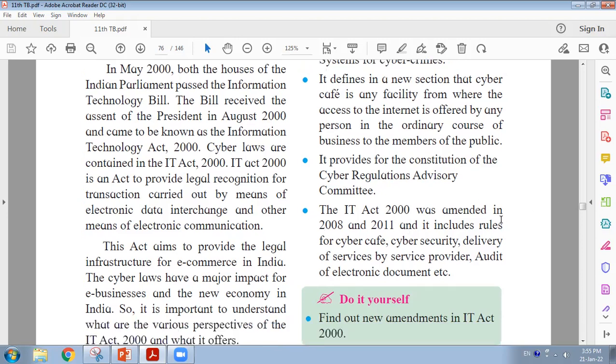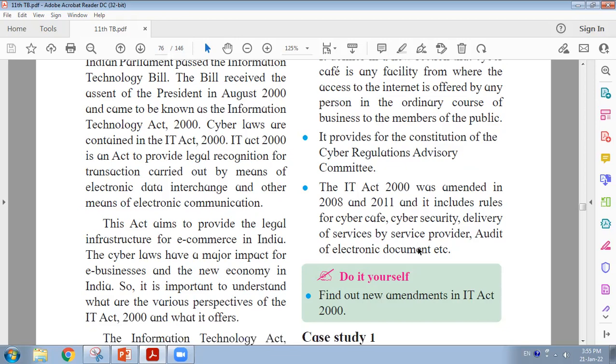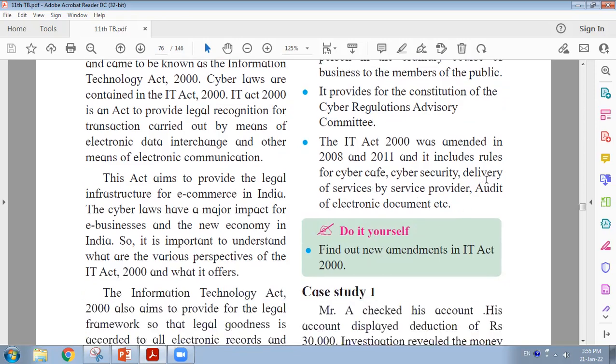The IT Act 2000 was amended in 2008 and 2011, and it includes rules for cyber cafes, cyber security, delivery of services by service providers, audit of electronic documents, etc. Initially, in the IT Act of 2000, some amendments were necessary, and they were done in 2008 and 2011, related to cyber cafes, cyber security, service providing, and audit of electronic documents. All these are the salient features of the IT Act.